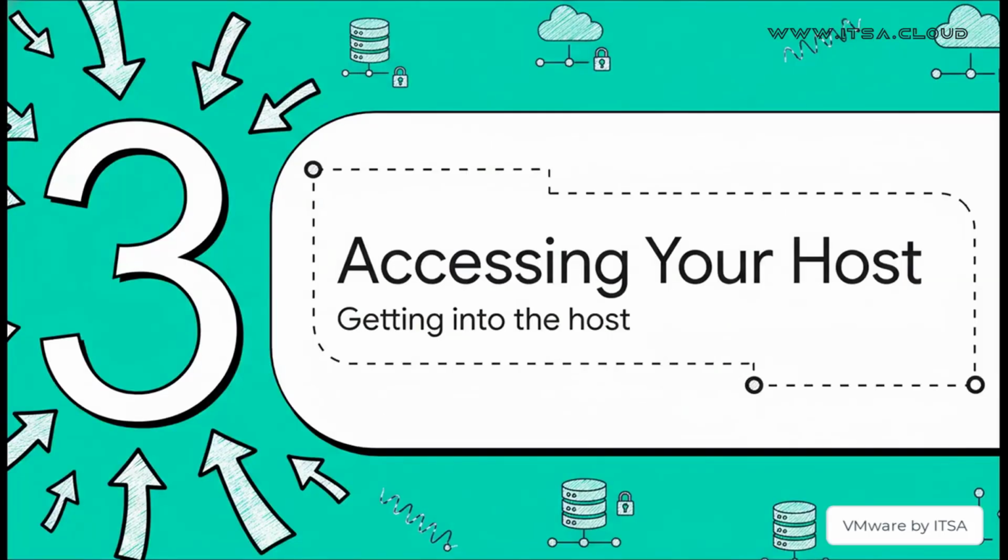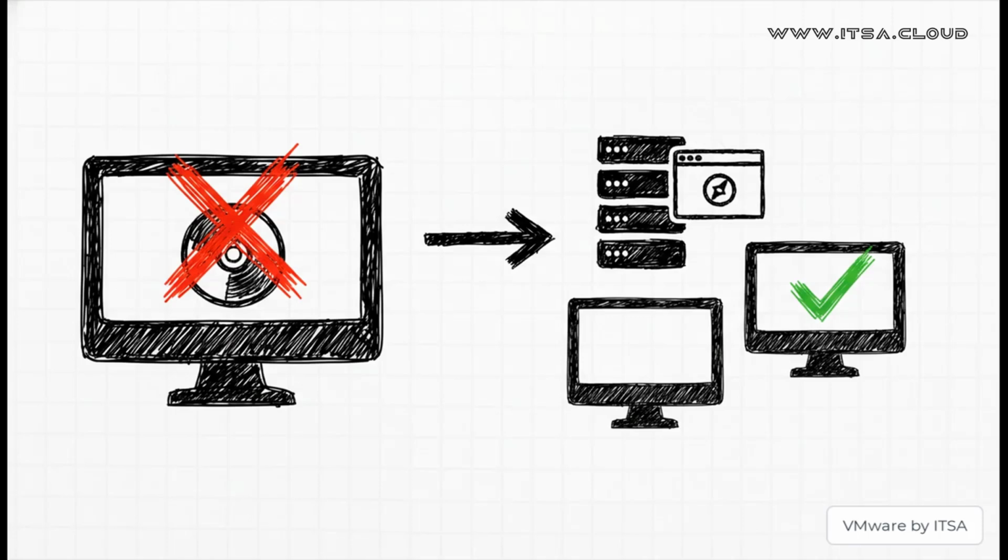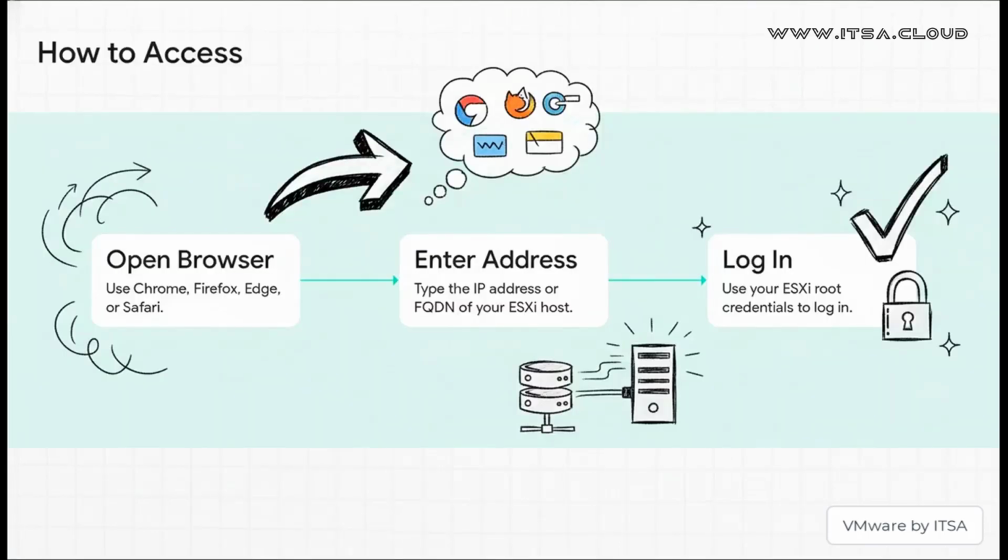Okay, this all sounds great, right? But how do you actually get in there and use it? Well, the good news is it couldn't be easier. And probably the best part about this whole thing, you don't have to install a single piece of software on your computer. Not a thing. Because it's a modern web interface, everything you need is already built right into the ESXi host itself. Getting in is literally as easy as 1, 2, 3. You just open your favorite web browser, you type in the IP address or the full name of your host, and then you log in with your host's root username and password.